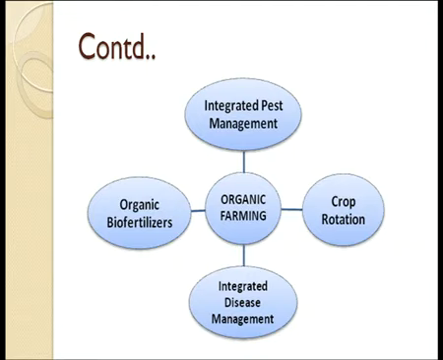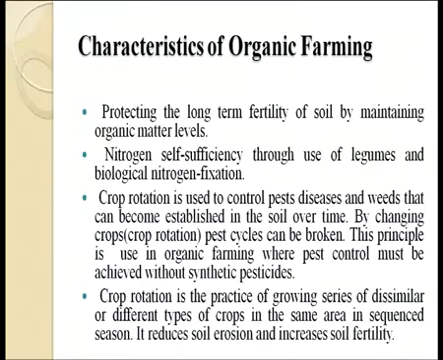Protecting characteristics of organic farming. Protecting the long-term fertility of soil by maintaining organic matter levels, nitrogen self-sufficiency through use of legumes and biological nitrogen fixation. Crop rotation is used to control pests, diseases and weeds that can become established in the soil over time. By changing crop rotation, pest cycles can be broken.